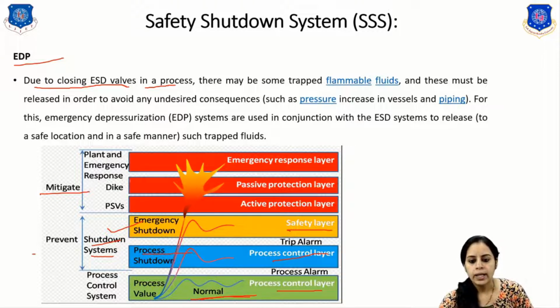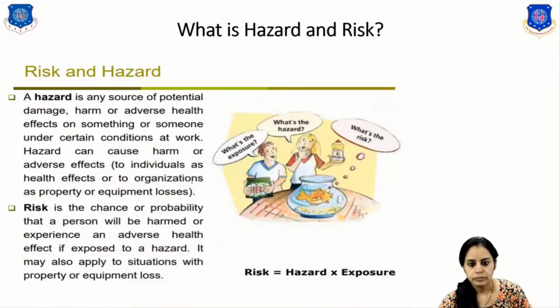Okay, here mitigate, it means you can see the PSPs, a active protection layer. Then plant and emergency response, like this is a passive protection layer. Then the emergency response layer, it is a mitigate layer, okay. So this is all about the safety shutdown system.